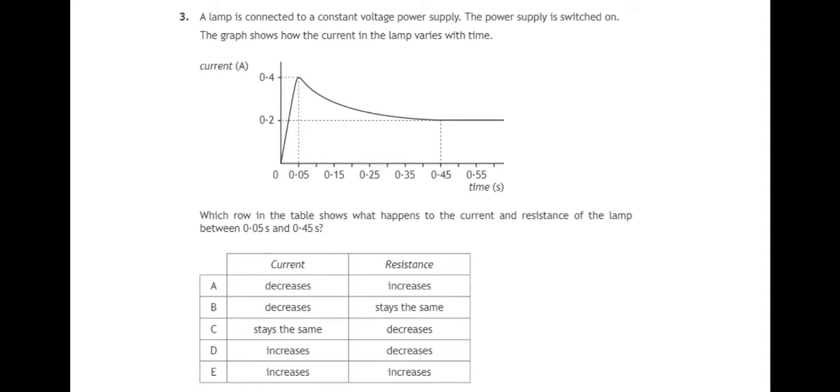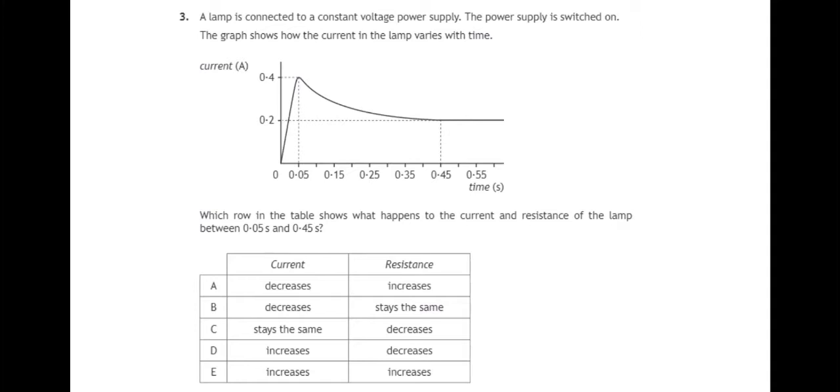Number 3. A lamp is connected to a constant voltage power supply. The power supply is switched on. The graph shows how the current in the lamp varies with time. Which row in the table shows what happens to the current and resistance of the lamp between 0.05 seconds and 0.45 seconds?